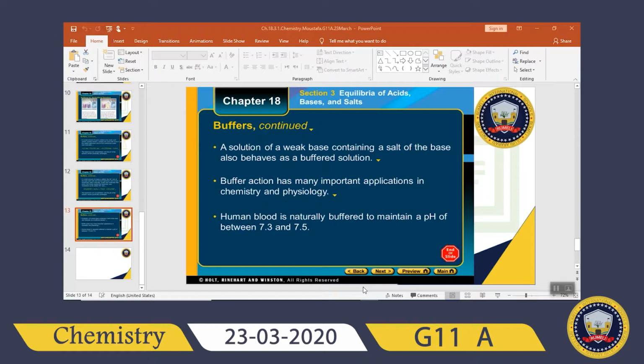What will happen? There is a huge disturbance in your biological system. There is stopping of enzyme activity and problems in our cell metabolism. So our human blood should be a buffered solution to avoid any change in the pH. Thank you, hope you understood.